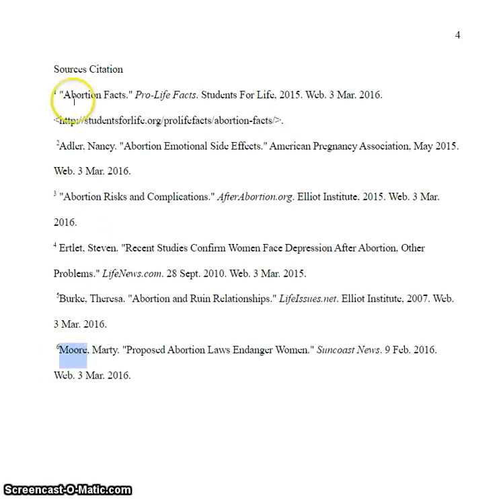And this has to be in alphabetical order. So Burke would move up, Adler would move down. It's got to be in alphabetical order in your works cited page, which is what this should say, works cited, and it should be in the middle. So you don't want to use these little footnotes. Believe me when I say they make the paper a lot cleaner. Trust me. But you need to use those.